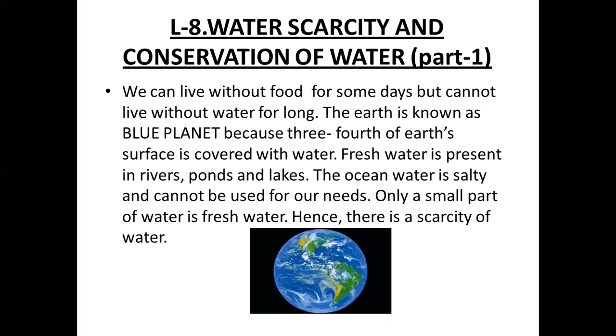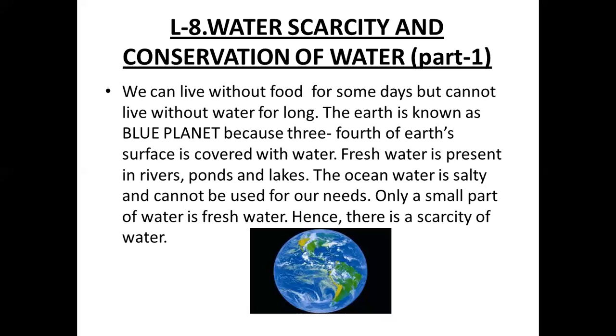So the earth is known as a blue planet because three-fourths of its surface is covered with water. Most of this water exists in oceans. The ocean water is salty and cannot be used for our daily needs. Only a small part of water is fresh water. And this fresh water is present in rivers, lakes, streams, ponds, etc. And this can be used by us for our daily needs.